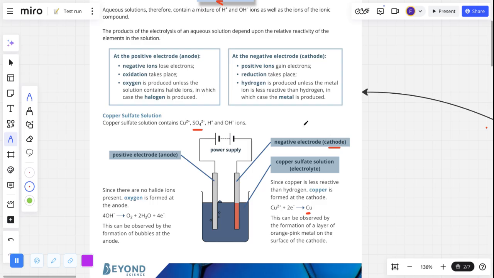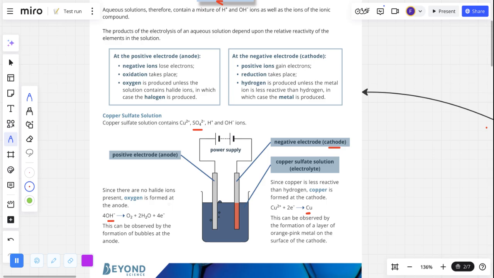All right. Now, on the positive side, sulfate ions: this is losing electrons. This is oxidation. You can't oxidize sulfate ions like this. So what you do have, because of the equilibrium, is OH- ions. And they're going to form oxygen and water, and give off 4 electrons.